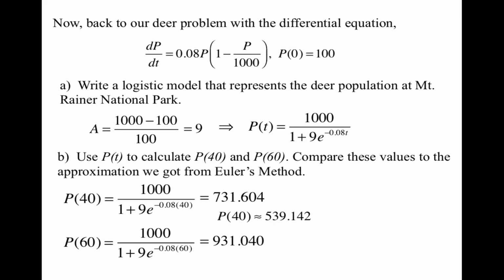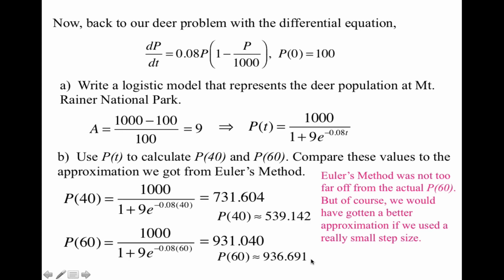931.040. And when we did Euler's method, at P of 40, we approximated it to be 539.142. And at 60, we approximated it to be 936.691. So Euler's method was not too far off from the actual P of 60, but of course we would have gotten a better approximation if we used a really small step size.